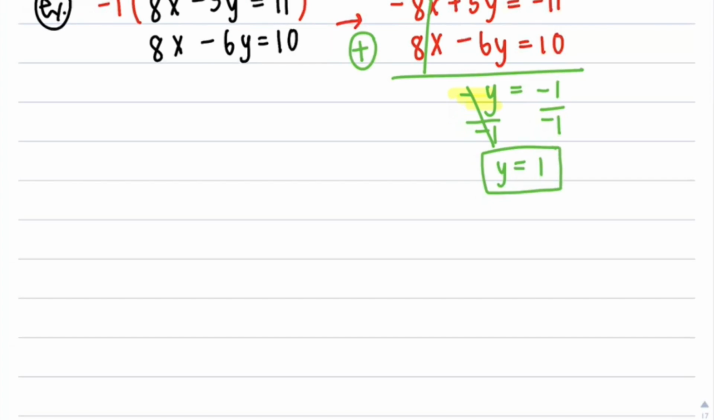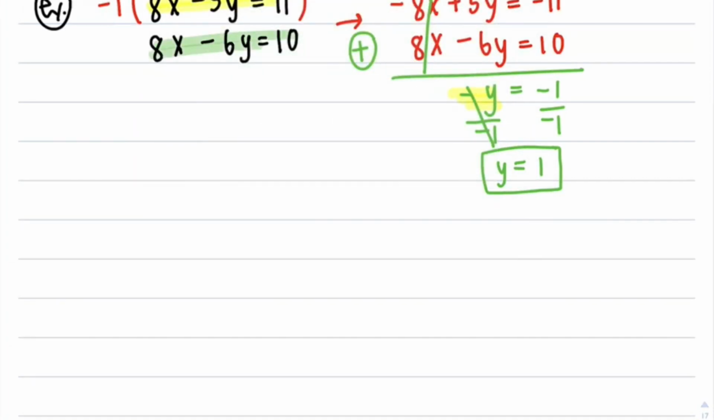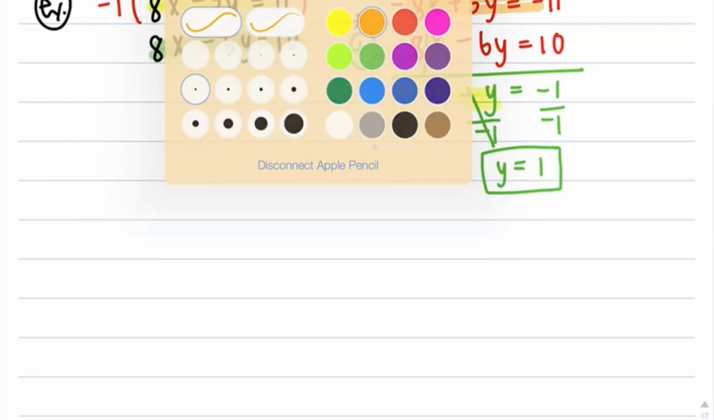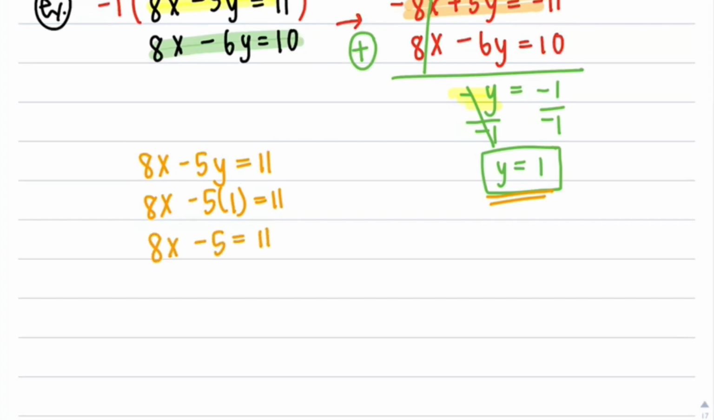All right, and then again, when you're plugging back in, you can go with the original, you can go with the second equation here, or you can go with the newly rewritten equation, all of which will again give you the same answer. I'm going to go with the original just because, again, it looks like less work for me. It's equal to 11. You're going to plug in that value that you just found of 1. 8x minus 5 times 1 is equal to 11. 8x minus 5 is equal to 11.